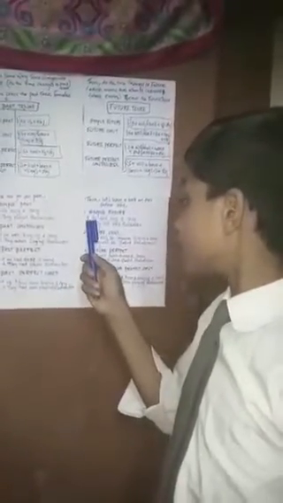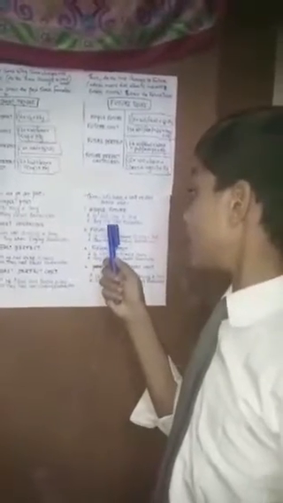Have a look at our future also. First, simple future. He will sing a song. They will play badminton. Second, future continuous. He will be singing a song. They will be playing badminton.